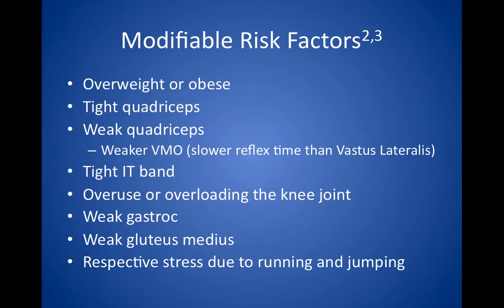All right, some modifiable risk factors are being overweight or obese. There's also a lot that has to do with having tight muscles and weak muscles, which you can always strengthen the weak muscles and stretch the tight muscles. So having tight quadriceps and weak quadriceps, especially having a weak VMO and it having a slower reflex time than the vastus lateralis. Having a tight IT band, overuse or overloading the knees, such as I said earlier with the jumping activities or running. A weak gastroc, weak gluteus medius, and as I also said before, repetitive stress during running or jumping activities.